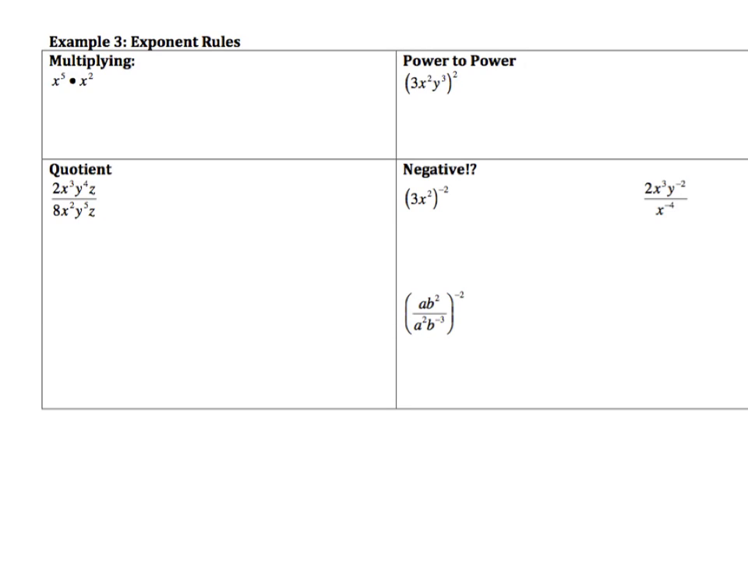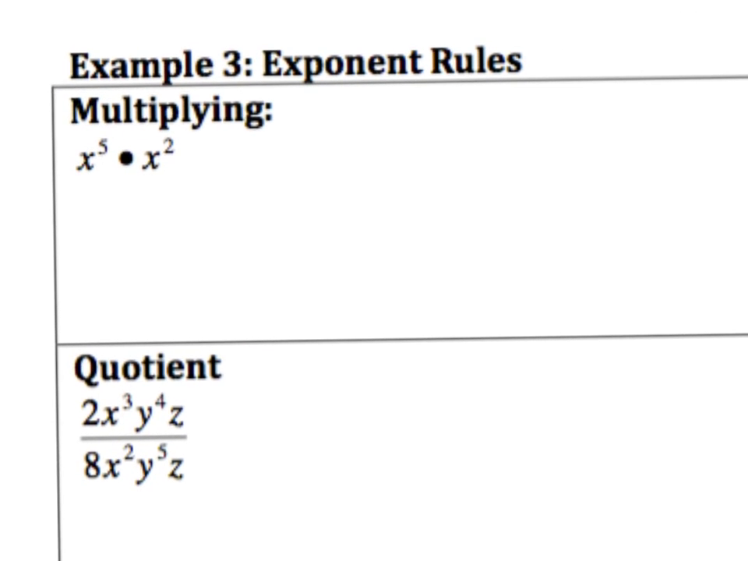Okay, exponent rules. So 4 different rules: multiplying, then power to power, quotient, and then negative numbers. So when you're multiplying two numbers like in this first left-hand box, you're going to add your exponents, because this really means I have 5 x's, and the second one means you have 2 x's. So you're saying, okay, how many total x's do I have? That's just going to be x to the 7, because there's 5 here and 2 here.